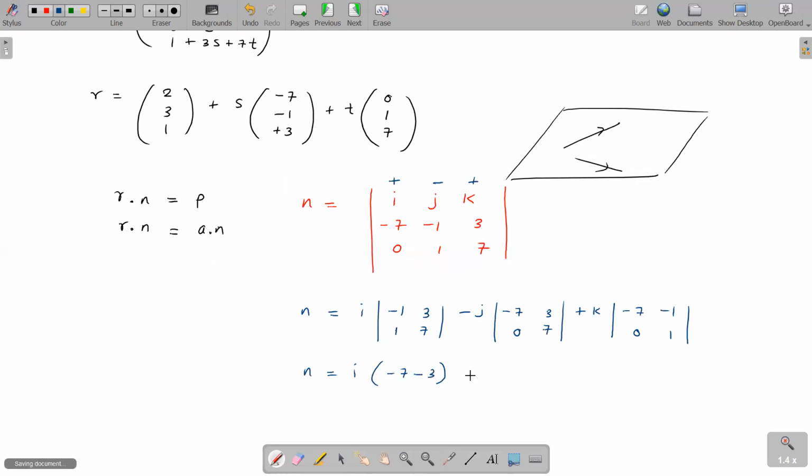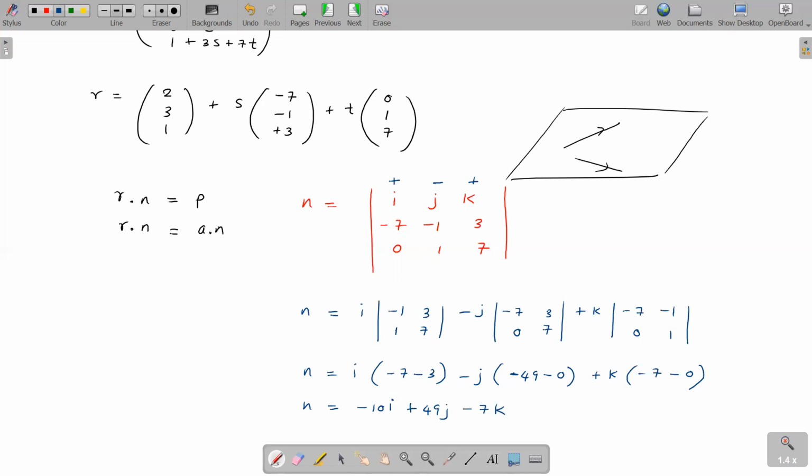-7 minus 3 for i, minus j times -7 into 7, which is -49, minus 0, plus k times -7 into 1, which is -7k. So n equals, what is it? -10i, 9... -49 into minus is plus 49j, -7k. Are you with me? This is your n.